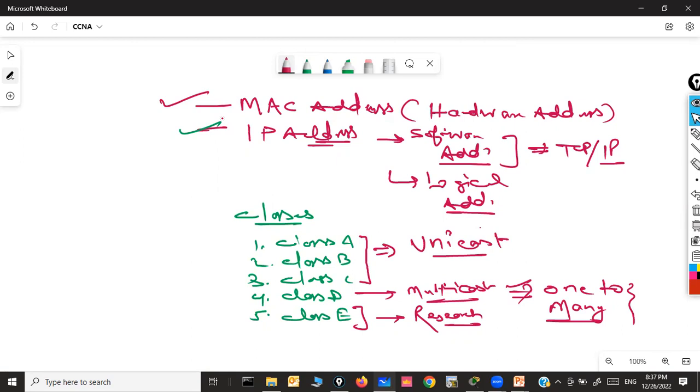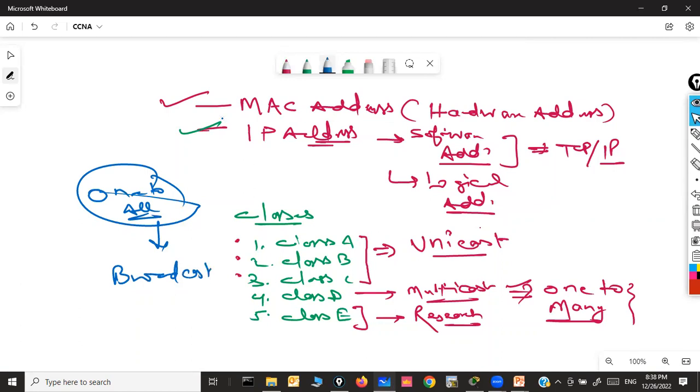As there is no reserved class for broadcast, the last address of any network address, either class A, class B, or class C, is reserved for broadcasting purposes. And broadcast means one to all. Broadcast and multicast are very similar, because multicast is also a type of broadcast, one to many, for a group of host devices, whereas broadcast is one to all. So one to all is the broadcast address.